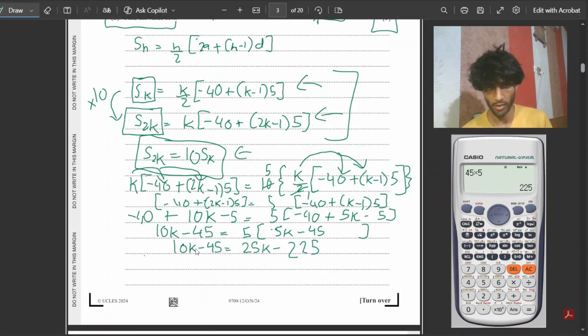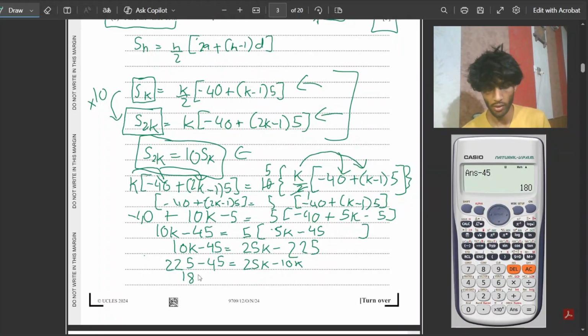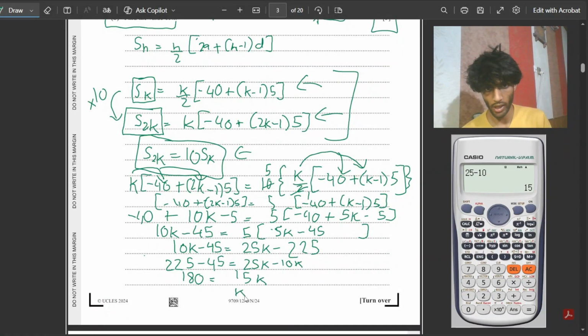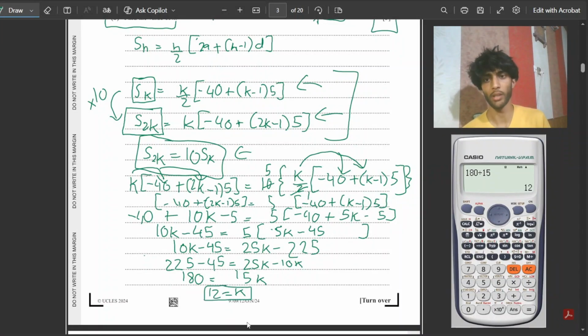So we're going to get 225 minus 45 equals 25k minus 10k. So 225 minus 45, that's equal to 180, is equal to 25 minus 10. What's that equal to? 25 minus 10 is 15k. So k is going to be 180 divided by 15. And the answer of k is going to be 12. So there you have it.